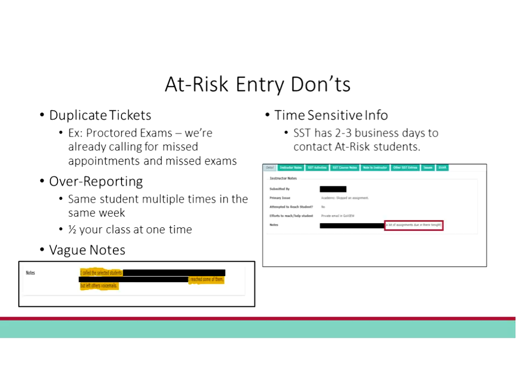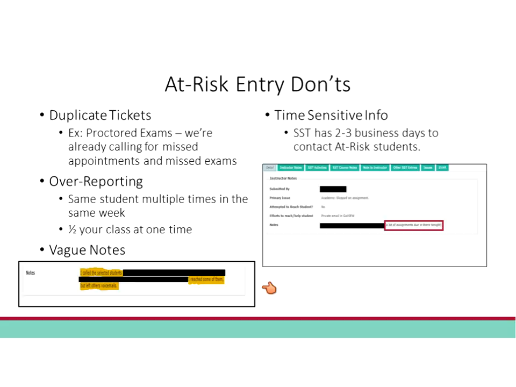And then over-reporting. If you put in for the same student multiple times in the week, sometimes we don't have anything new to say to the student. So that may not be the best option there, is to over-report the student. And then if you see that you've got half of your class missing an assignment, that may be a time where you need to look at the assignment and see what's going on, why half the class has missed that assignment.